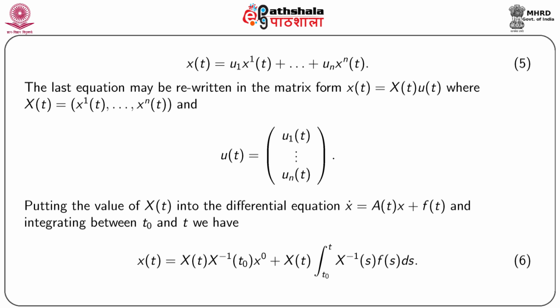Putting the value of x(t) into the differential equation x dot is equal to A(t) into x plus f(t), and integrating between t0 and t, we get small x(t) is equal to capital X(t) into X inverse(t0) into x0 plus capital X(t) integration t0 to t X inverse(s) f(s) ds, given by equation number 6.